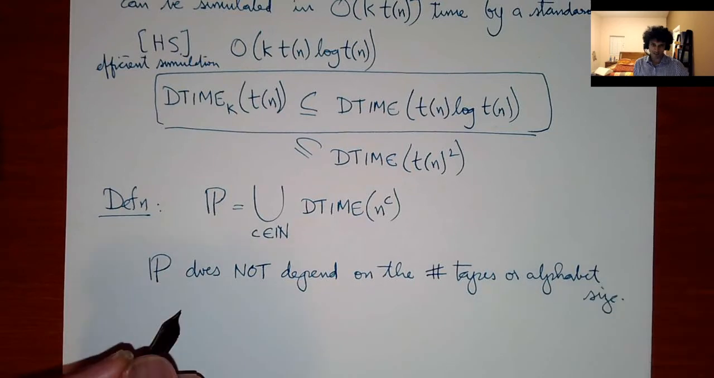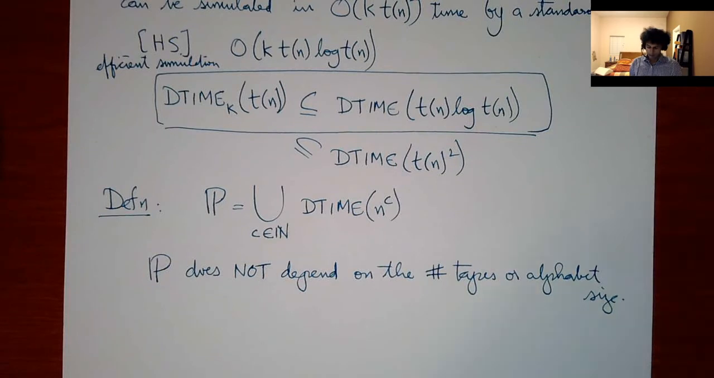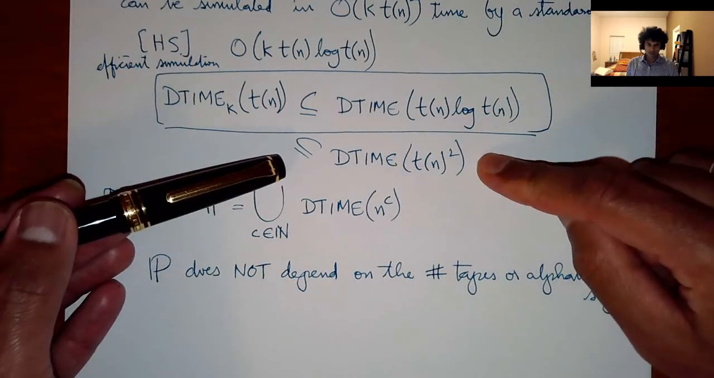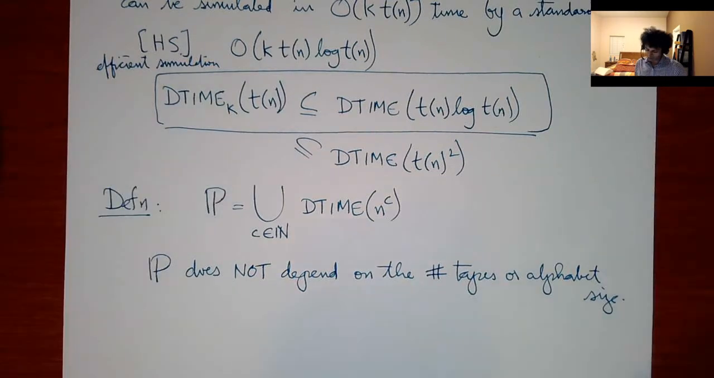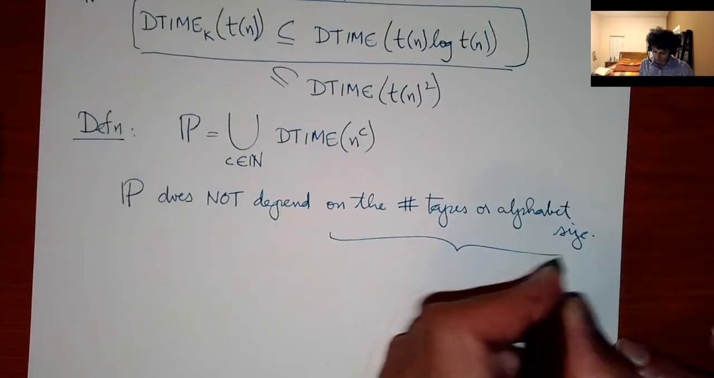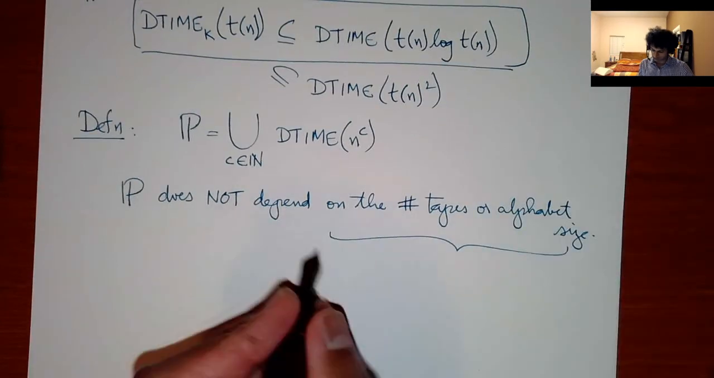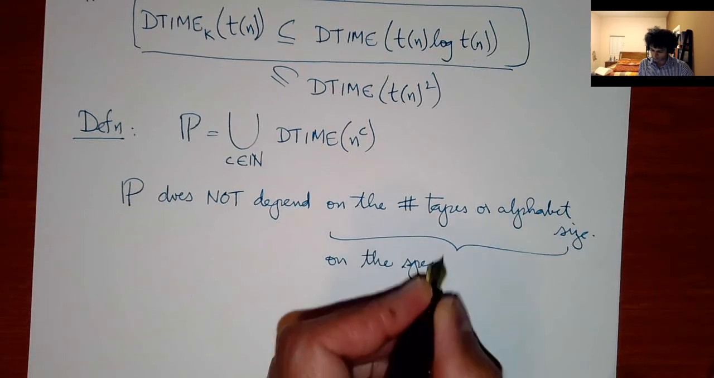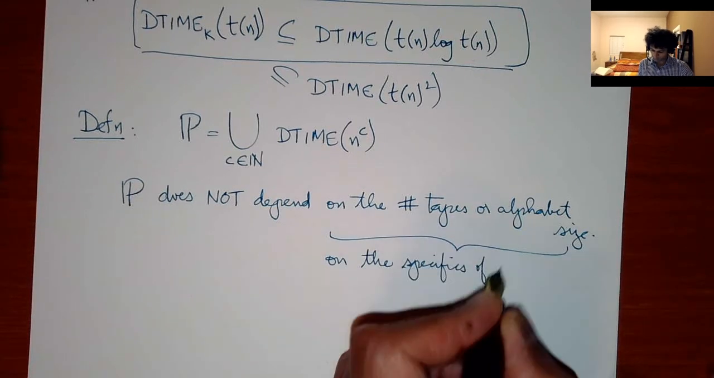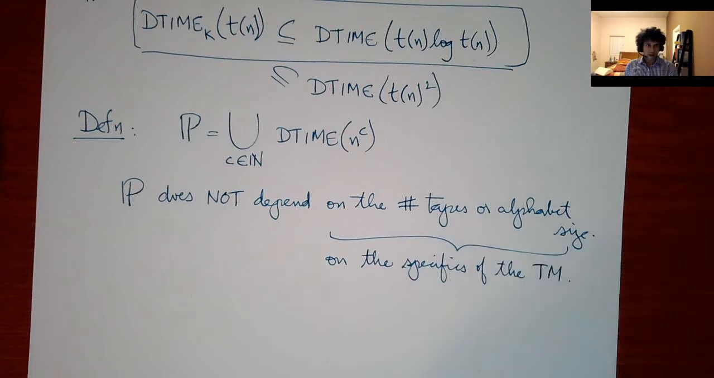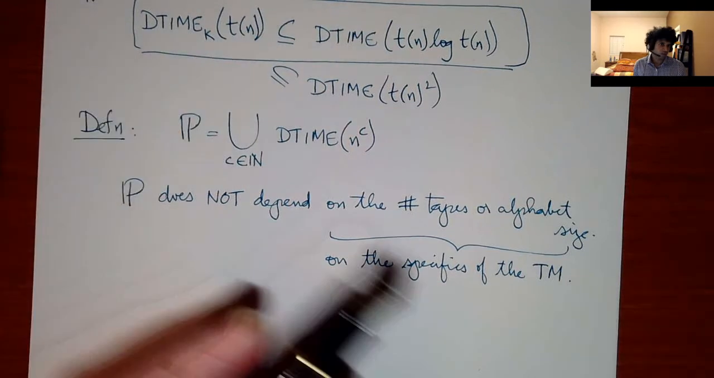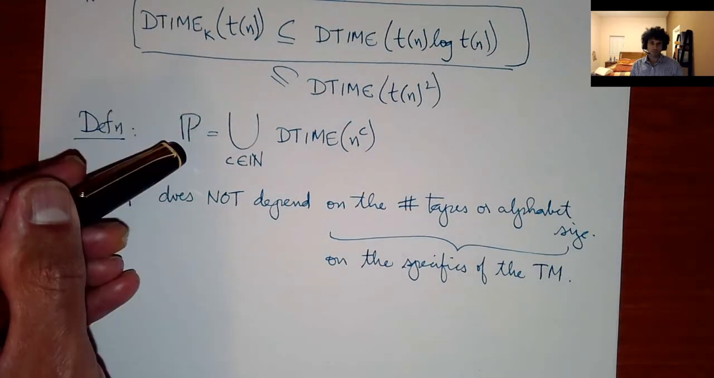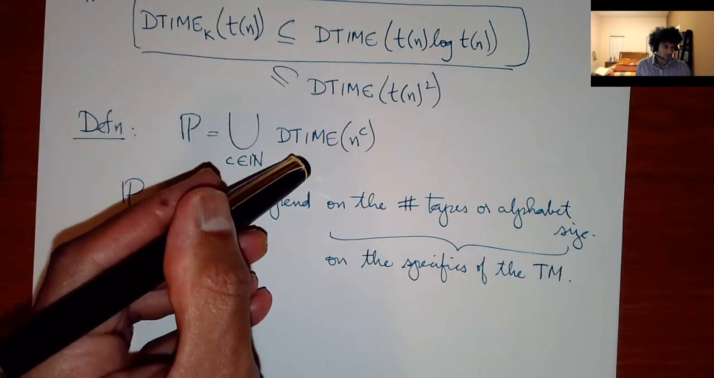Indeed, any reasonable Turing machine model that you come up with typically has some kind of an efficient simulation theorem, efficient up to some polynomial, and therefore P does not depend on the number of tapes or the alphabet size. Or I'm just going to stick my neck out and say it just doesn't depend on the specifics of the Turing machine. So even if you used a RAM model, with a RAM model you can get a quadratic speed up, but then that is subsumed by the fact that you're taking the union over all polynomials.